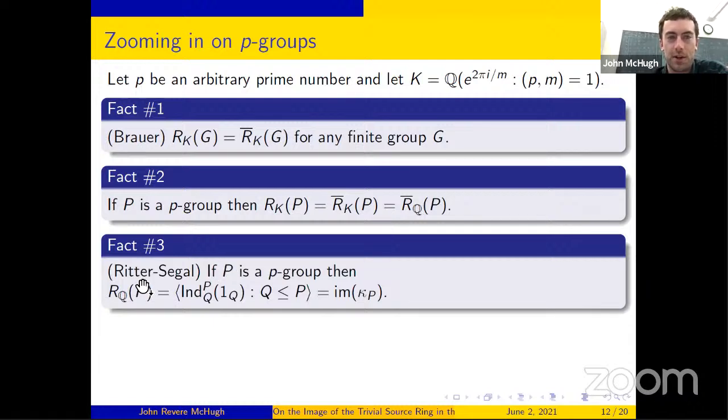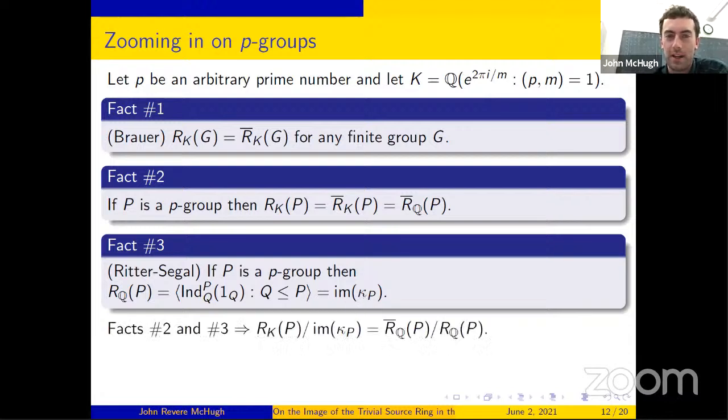Now, the third fact is known as the Ritter-Segal theorem. And it says that if P is a P group, then the ring of virtual characters of QP modules is induced from characters of this form. Or, well, let me say that again. So this ring is generated by characters of this form. You run over all subgroups of P and you induce the trivial character. So these are just permutation representations. Now, for a P group, that's exactly equal to the image of kappa sub P.